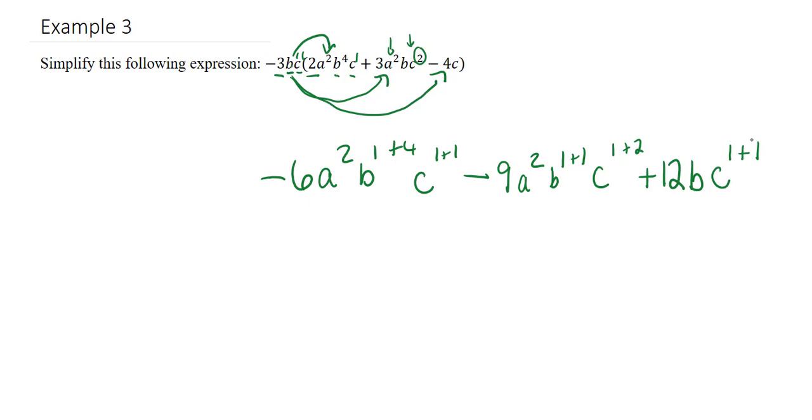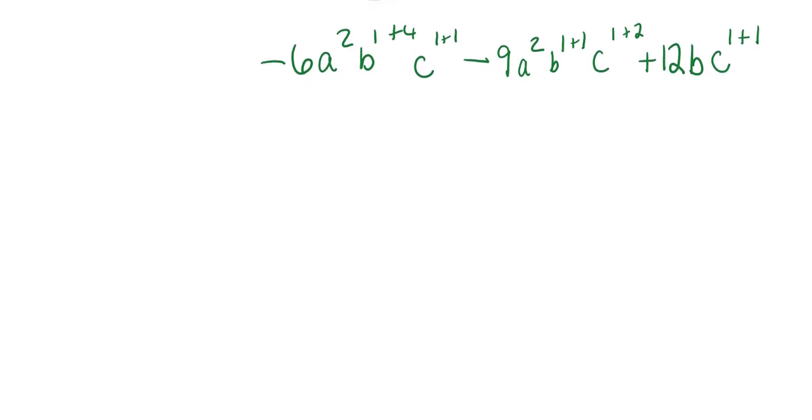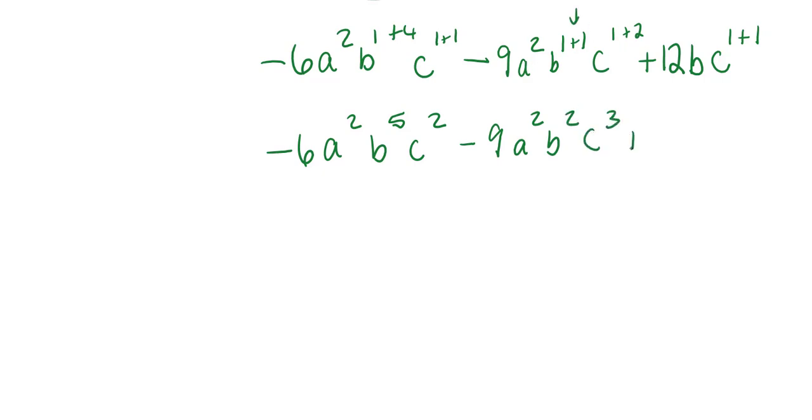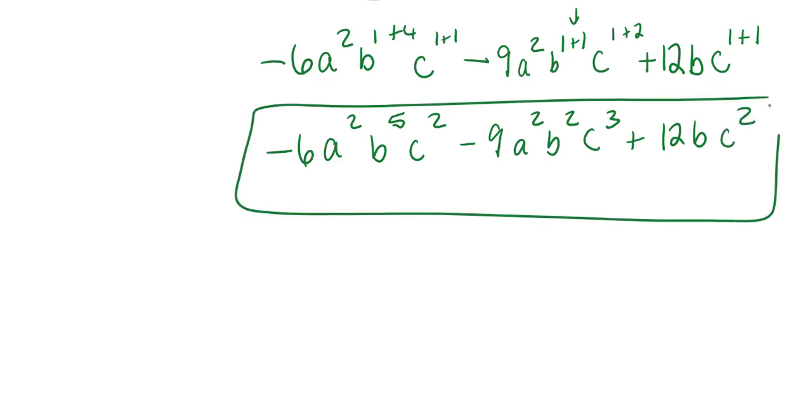So let's go ahead and simplify. We have negative 6a squared b to the 5th c squared, minus 9a squared b squared, and we're just adding these, c to the 3rd, plus 12b c squared. And that would be our final answer.